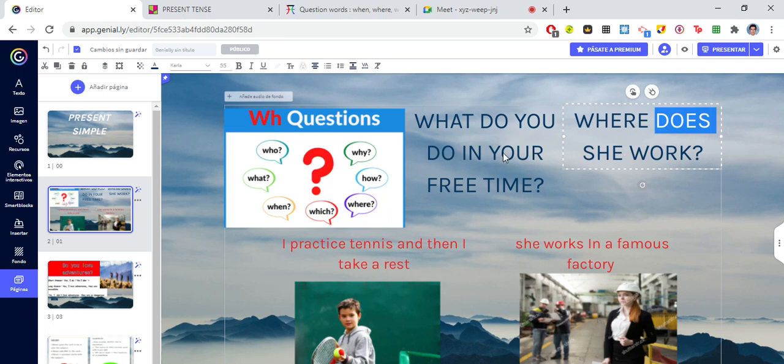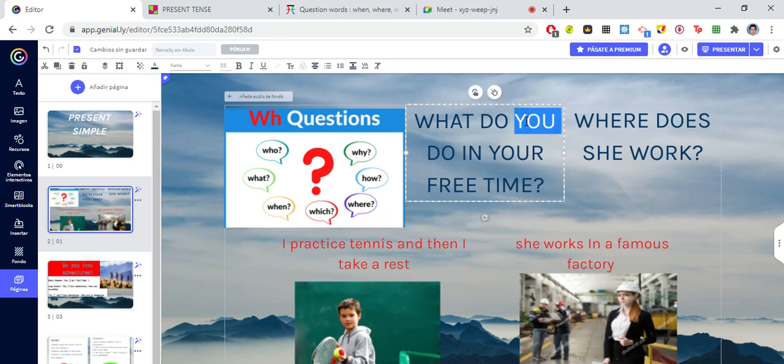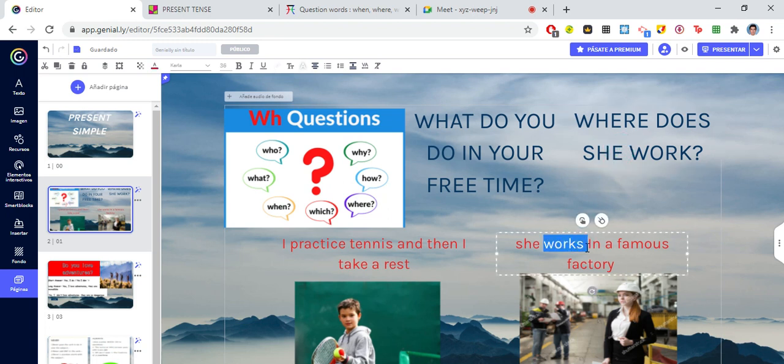Okay, and also if you notice in an answer in simple present, in this case, as the subject is I, I don't add the s to the verb. The verb is normal: I practice, I take a rest, practice tennis. But in this case, as the subject is she, a third person, I need to conjugate the verb in the simple present form. And for third person, I need to add an s. She works. She works in a famous factory.